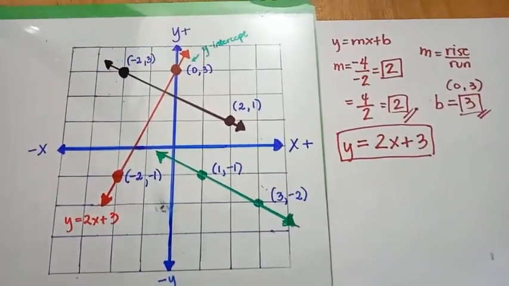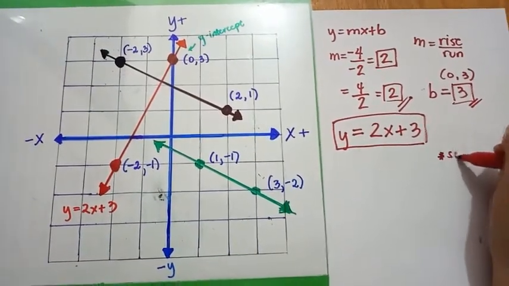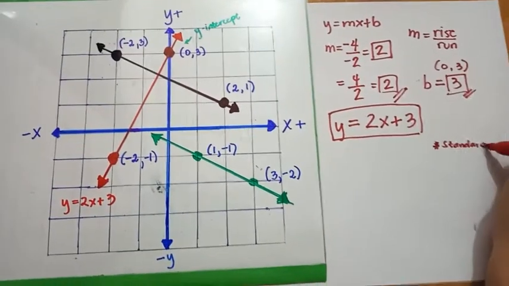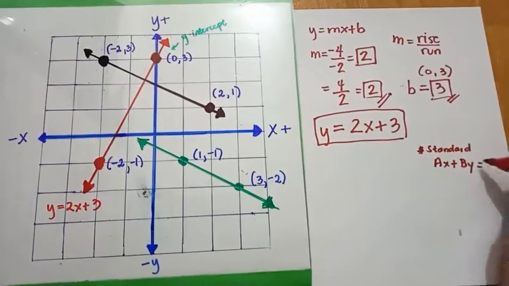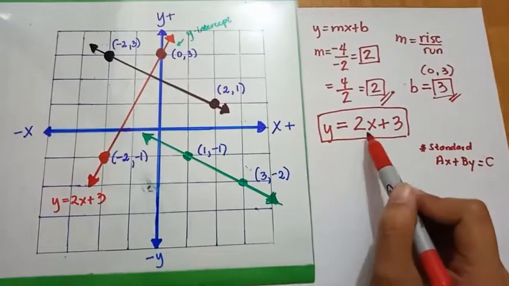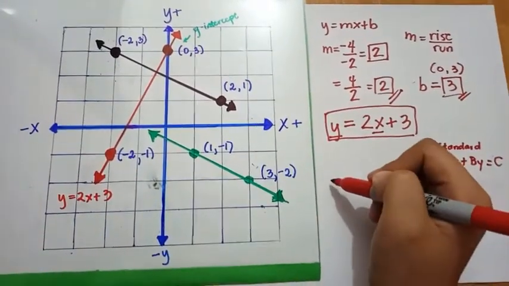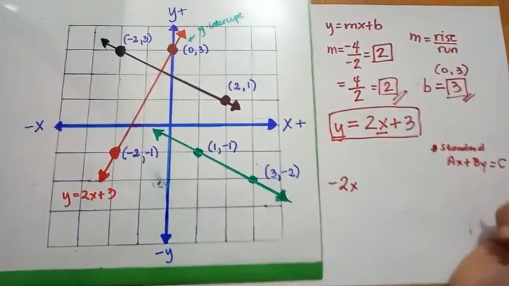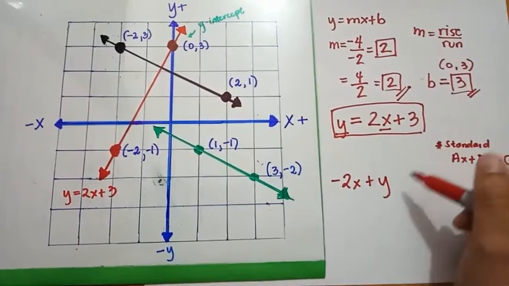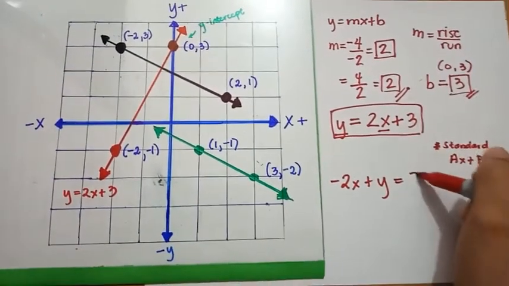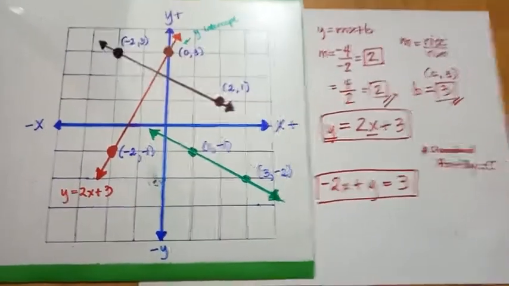If you are to write the answer in standard form, again, do not forget to arrange it in the form ax plus by equals c. So if this is x, this is y, it will come before y. Kaya we will have negative 2x. Bring down y, which is positive y. And bring down 3 on the right side, which is positive 3. So this will be the standard form.